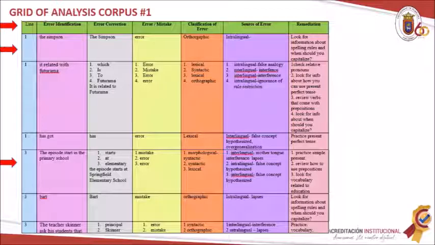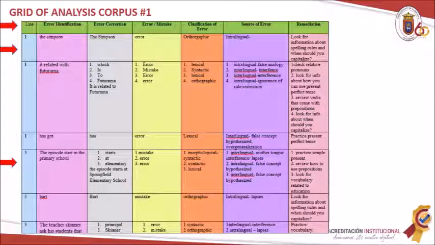So next space, source of error. The first one is interlingual because there is a mother tongue interference. The second one is intralingual and the third one too, because there is a false concept hypothesized. It is because in Spanish you say empezar en, so the writer got confused and said start in, as in Spanish, such as translating. And the same with the third error, the word primary. As in Spanish you say primaria, escuela primaria, he or she thought that it could be the same in English, but it's not.